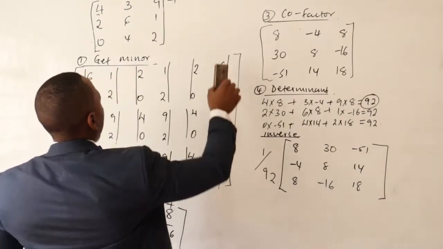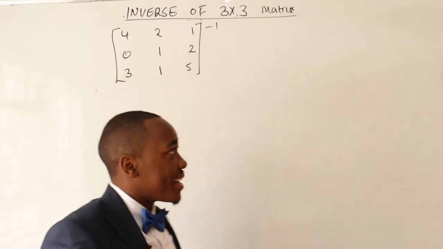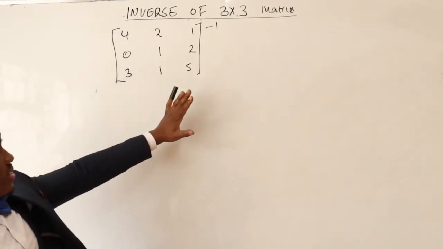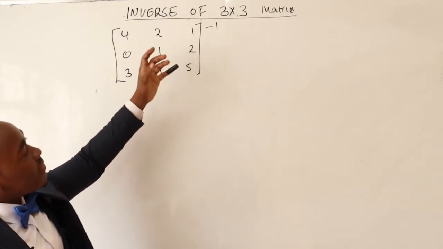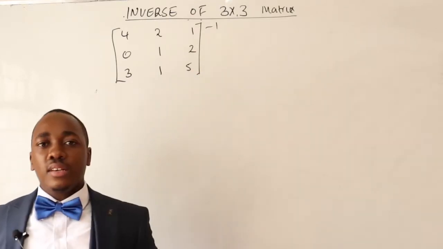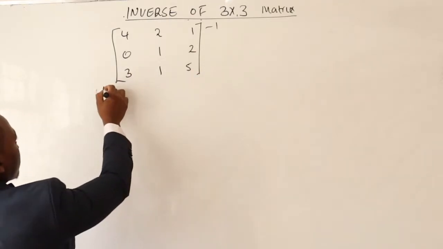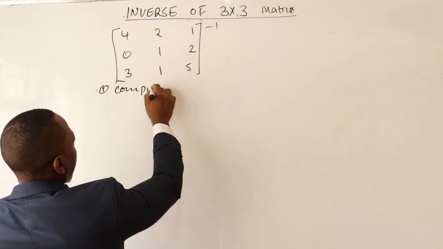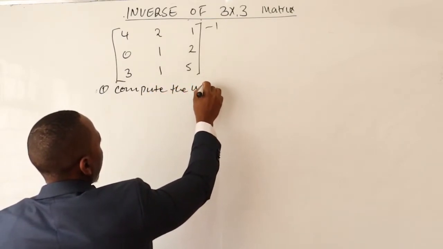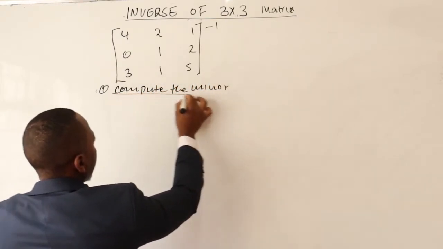So let's do another illustration of a 3 by 3 matrix. Assuming you want to get the inverse, how can we get the inverse of this matrix? Step number 1, you compute the minor.